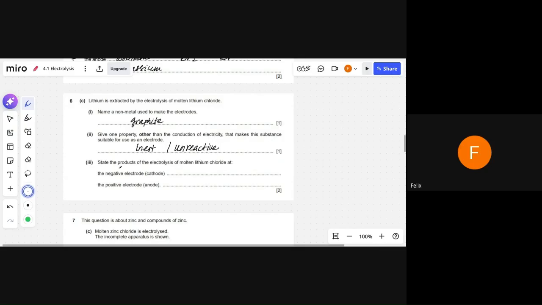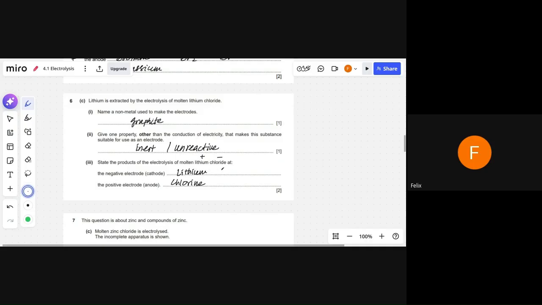Okay, state the products of the electrolysis of molten lithium chloride. Lithium is positive, chlorine is negative. So this is easy. Now they have mentioned the negative electrode is the cathode and the positive is the anode. Chloride being negative will go to the positive electrode and become chlorine. And lithium, being positive, will be at the cathode.